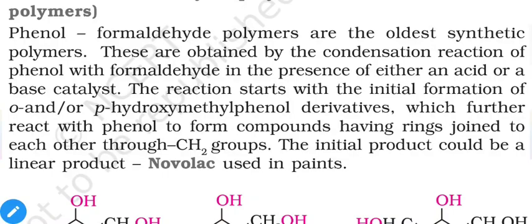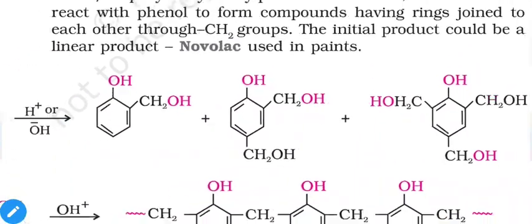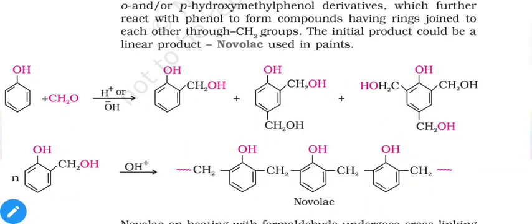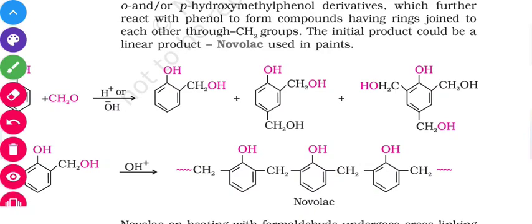So first of all, you will get this type of molecule from phenol and formaldehyde. So as you can see, we have one phenol molecule and formaldehyde molecule, HCHO. So in presence of acid or base, these two will combine with each other. So how will it combine? Let us discuss it.